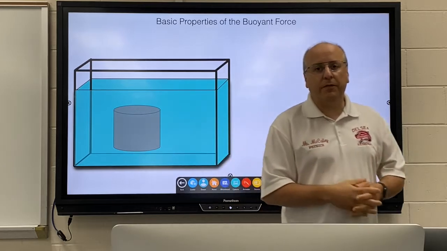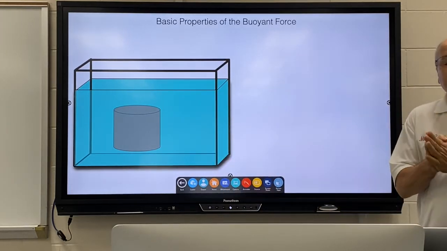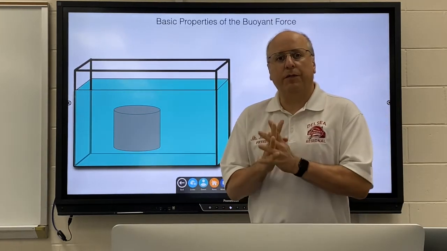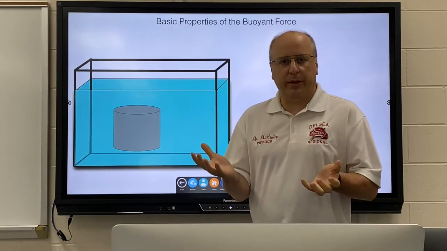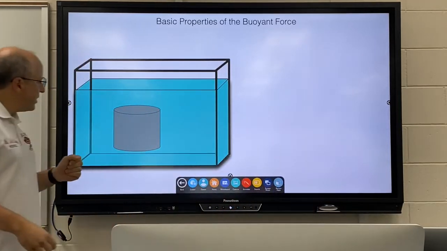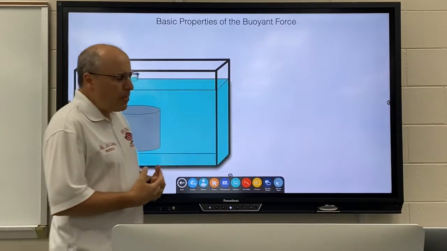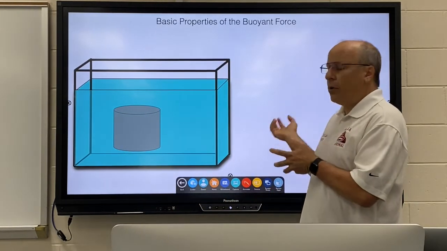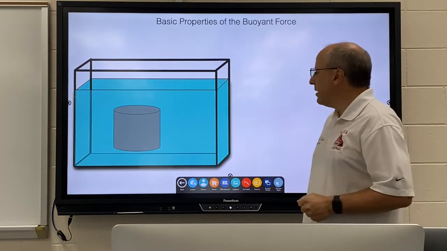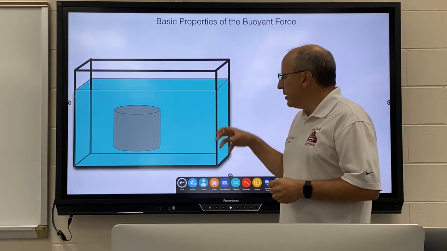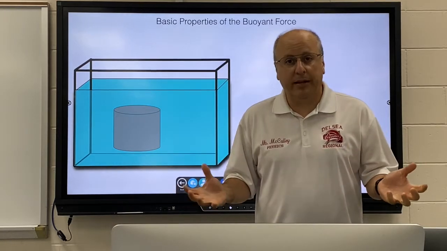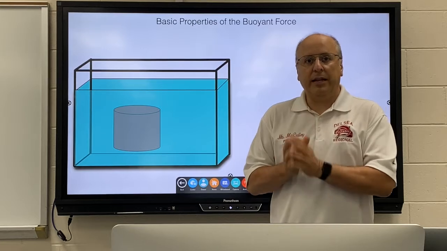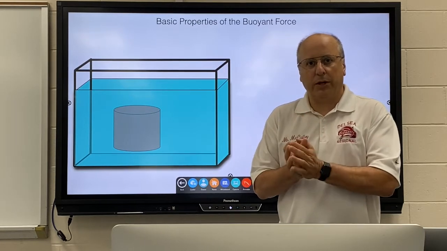So when does the buoyant force come into play? The buoyant force happens anytime an object is partially or fully immersed in a fluid. So if we have an object and we place it in water, whether or not it's fully submerged or partially submerged, there will be a buoyant force on that object. It does not have to be water. It could be any fluid, including gases. If an object is in a fluid, it experiences a buoyant force.